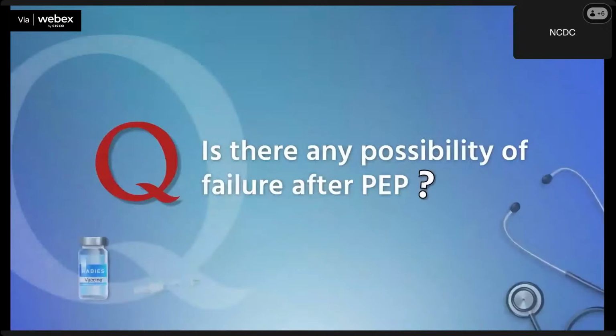Is there any possibility of failure after PEP? There are occasional human rabies cases reported despite post-exposure prophylaxis due to various factors related to negligence and individual health status. Most of the cases that have been reported are due to delayed vaccination or non-use of rabies immunoglobulin in category 3 exposure, or it may also be due to incomplete course of vaccination. Some cases are related to immunocompromised status such as HIV, AIDS, cirrhosis of liver, or use of chloroquine, long-term steroids or anti-cancer drugs.